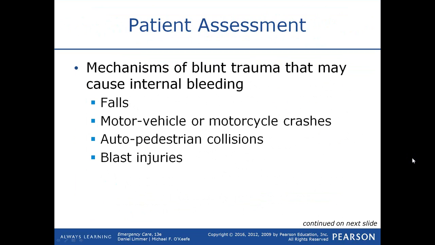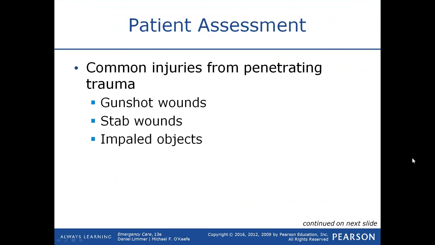It can also be caused by blast injuries. The supersonic blast wave that travels out at thousands of feet per second from the center of the blast site, that supersonic wave can be significant enough to rupture hollow organs inside the body as the pressure changes as that pressure wave passes through the body. Also can cause a barotrauma to the lungs.